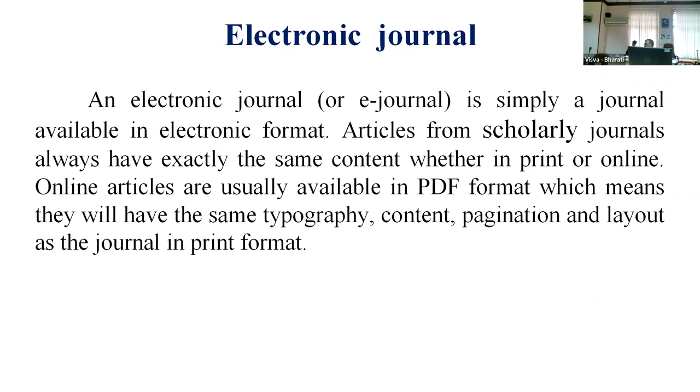And electronic journal, hope that terminology shows what an electronic journal is. What is an electronic journal? This is the simple definition. An electronic journal, or we may call it an e-journal, is simply a journal available in electronic version. Articles from the scholarly journals always have exactly the same content. As you know, in most cases, hope you are aware, what is the full form of ISSN? ISSN?